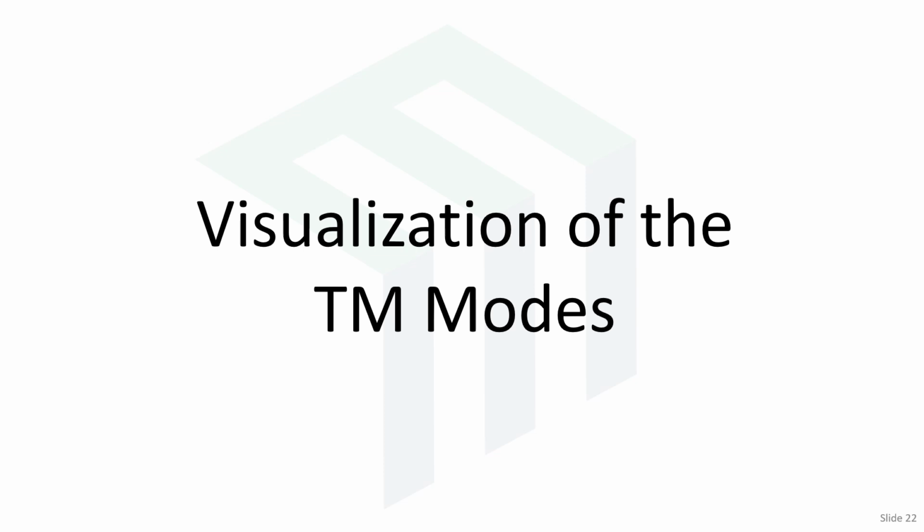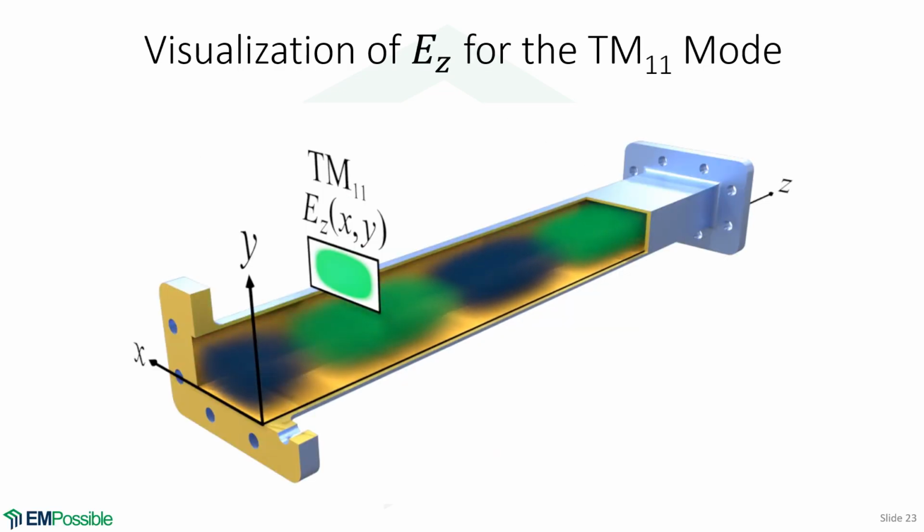Visualization of the TM modes. It makes sense the first mode we look at is the TM11, since that is the lowest order TM mode. And here we're looking at this cross-sectional picture, just the Z component of the electric field. So keep in mind, you're not seeing everything. This is just the visualization of the Z component.